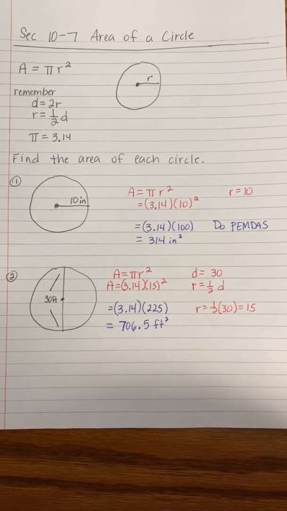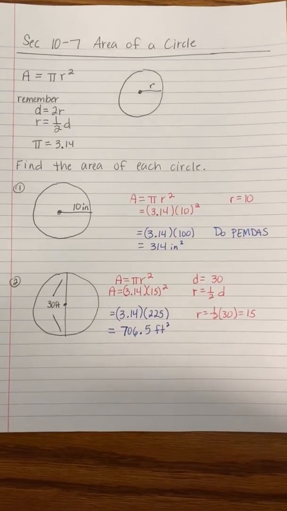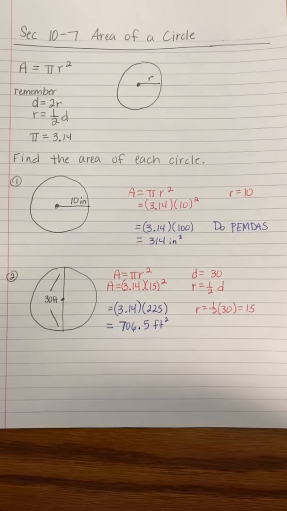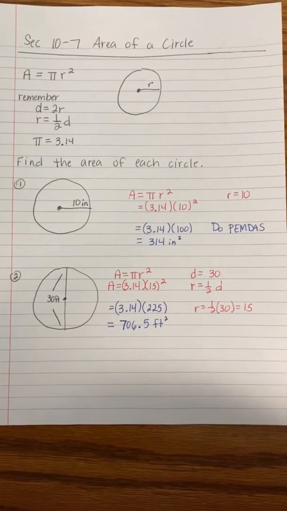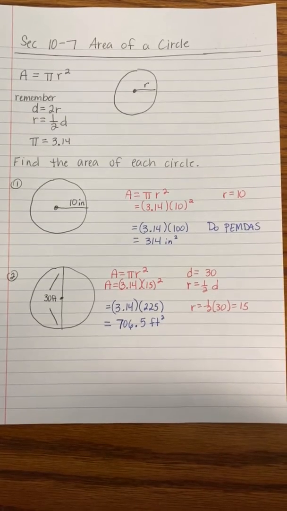Area of a circle. I hope everybody survived the storms okay last night. The winds were crazy. Some of the trees in my yard looked like they were almost all the way down, touching the ground. It was crazy.